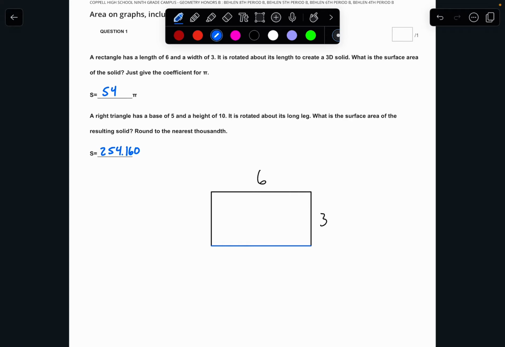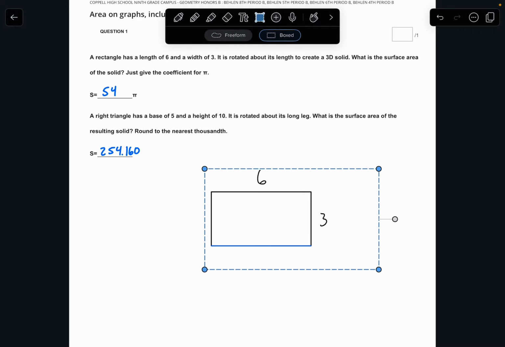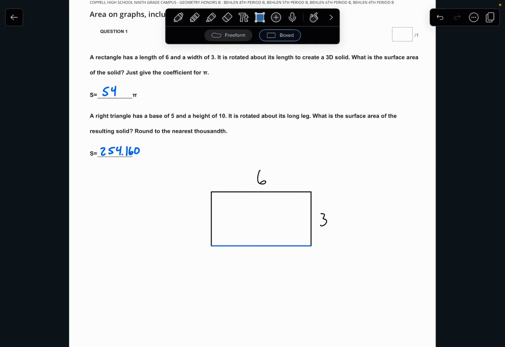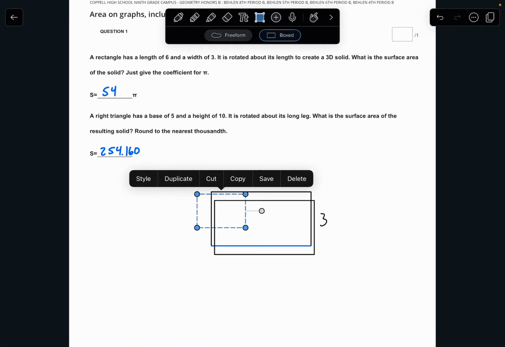Now remember, these are 3D rotations. This is not a 2D rotation. I'm not talking about doing this. That is not what we're doing. We're spinning in 3D space around that blue line. That is the axis of rotation.